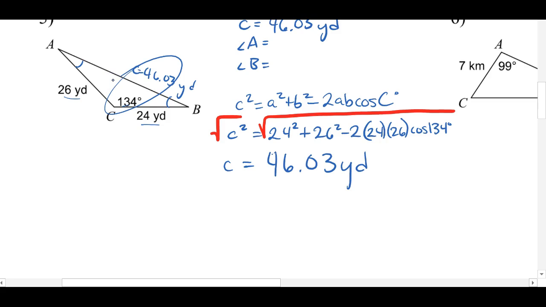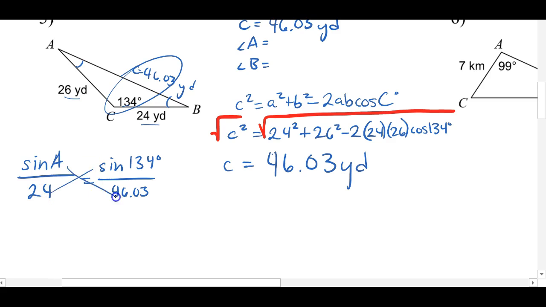So now I still need to find two angles. Let's look for angle A. So we do sine of A. Remember, if we're looking for the angle, we put the angle sine on the top, and the side opposite, that is 24. And then the pair we're going to use is 134 degrees and its opposite side, 46.03.